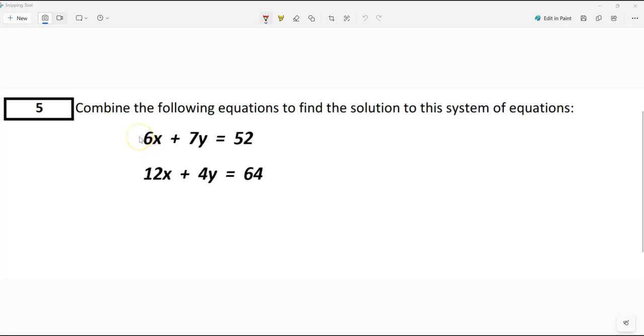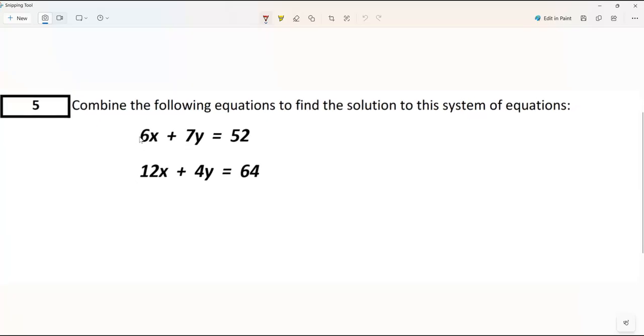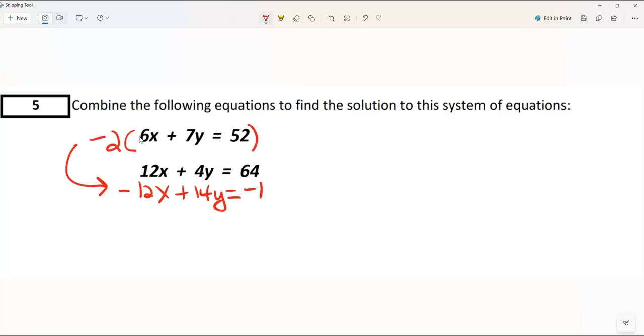So I'm going to take this one here, and I'm going to multiply this whole equation by negative 2. Why? The 2 times 6 is the 12, but it's also negative. So let me go ahead and do that. And I'm going to write this equation down here. So negative 12x. I have to multiply negative 2 times 7 plus 14y equals, and then negative 2 times 52 is negative 104. And then I'm going to combine these equations.